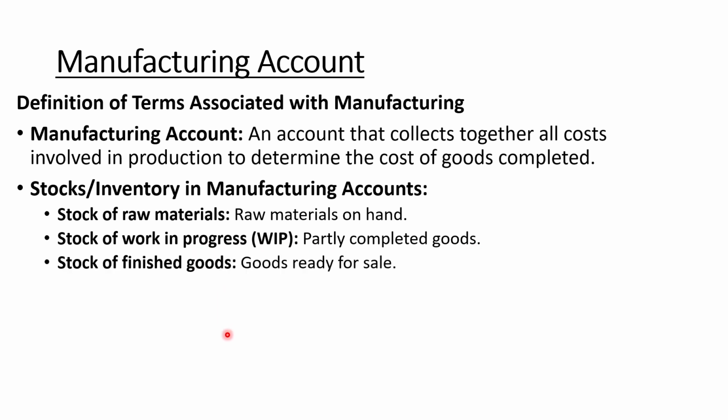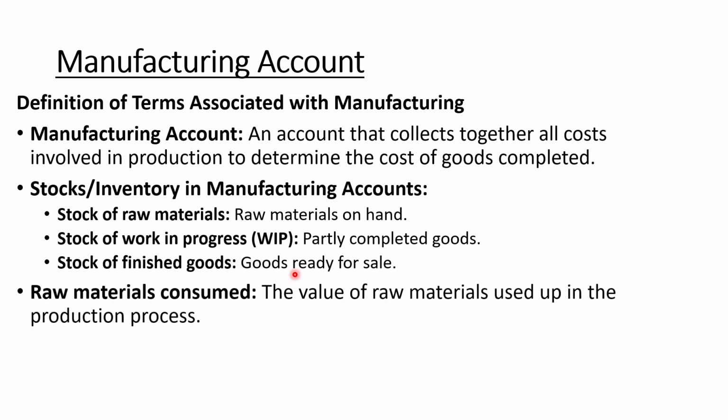Then there is also the stock of finished goods. These are goods which are ready for sale. So these are the completed chairs which can be sold. Then there's another term, raw materials consumed, which is the value of raw materials used up in the production process. So these are the number of timbers that have been used up to make the chairs.